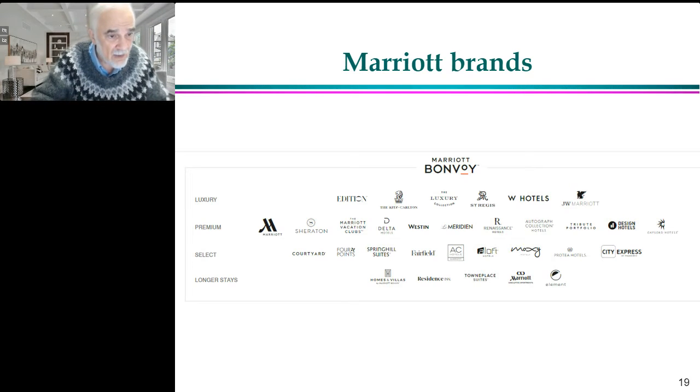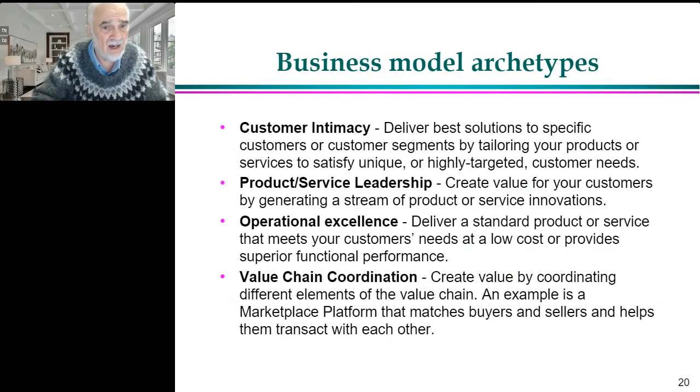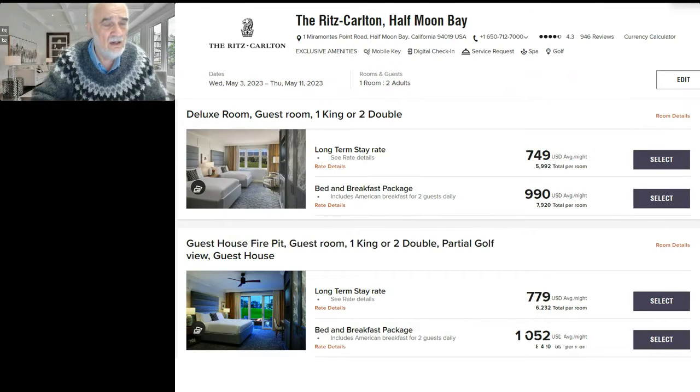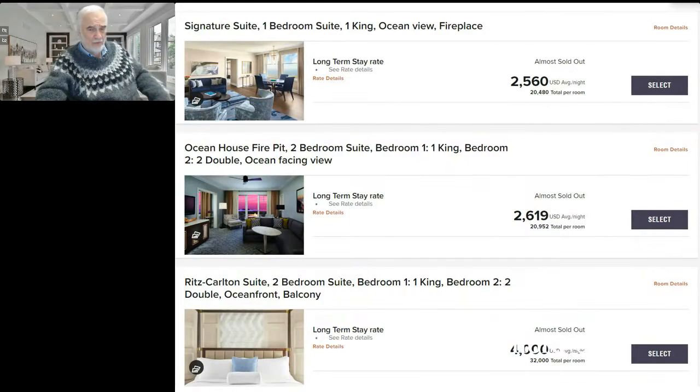The first brand I want to look at is the second one in this picture, Ritz-Carlton. What you see here is the website of Ritz-Carlton in Half Moon Bay, which is just a few miles from Stanford. Ritz-Carlton is a luxury brand. The lowest price room you can get during this period is $700, but it goes up dramatically. You can get a room for $700, $800, $2,000, $4,000. And the question is, why do people pay $4,000, $2,000 for a room? They basically pay for a used bed. That's what they're getting. So are people willing to pay so much?